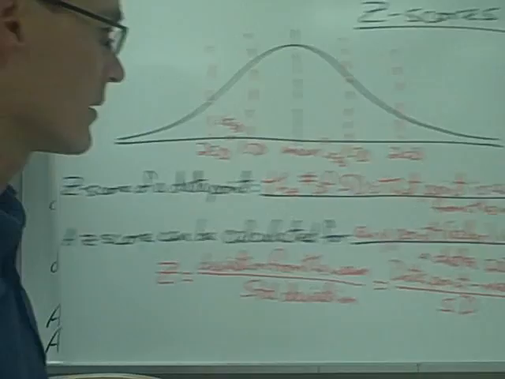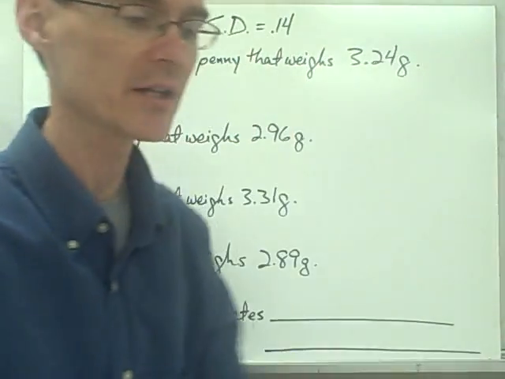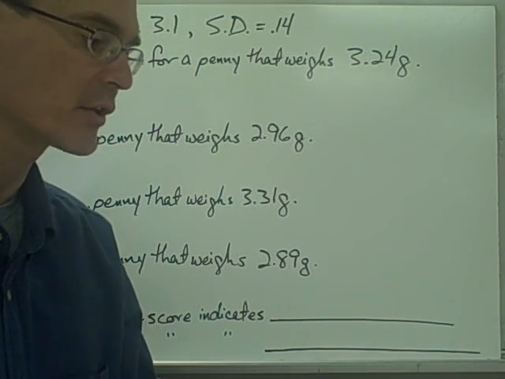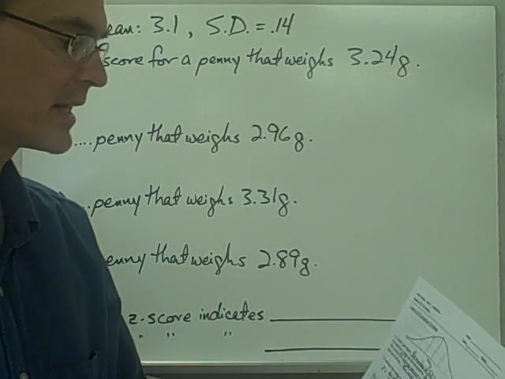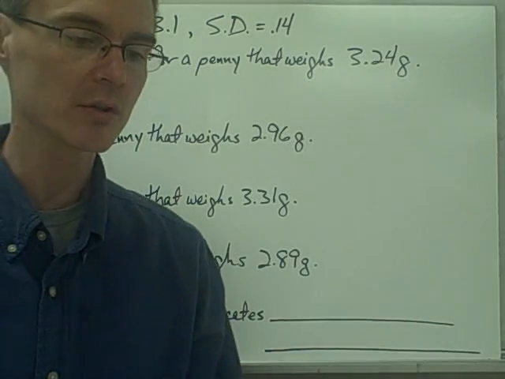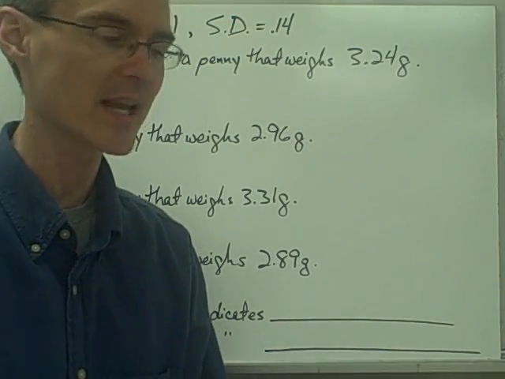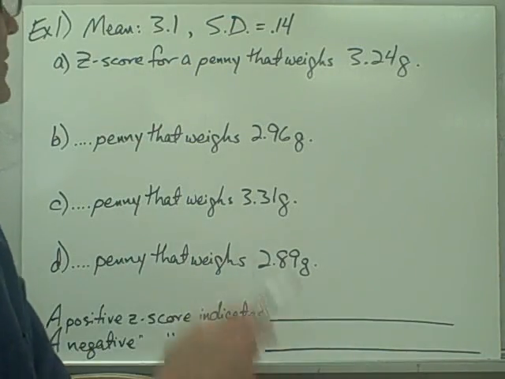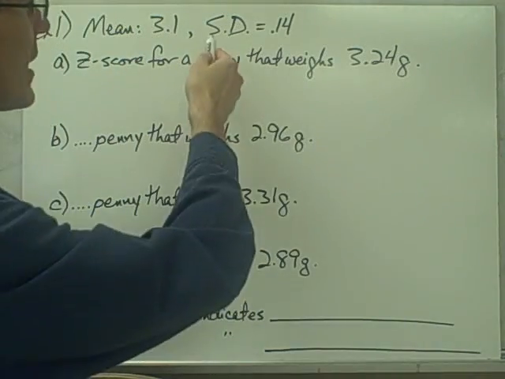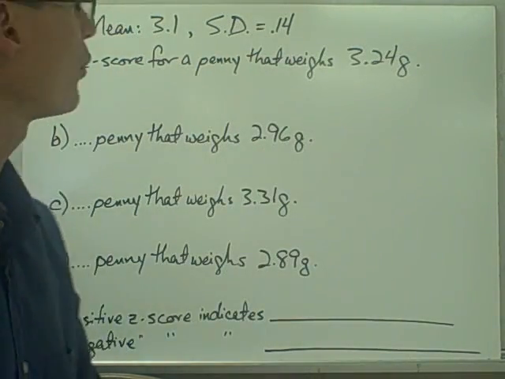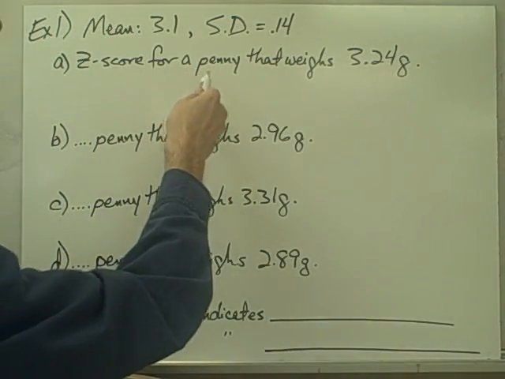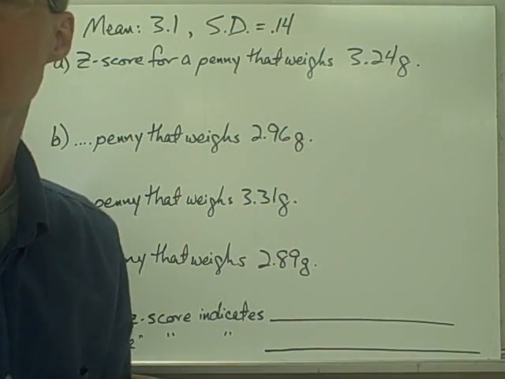So let's take a look at how we would go about calculating some z-scores. Example number 1 says a group of students weighs 500 US pennies. They find that the pennies have normally distributed weights with a mean of 3.1 grams and a standard deviation of 0.14 grams. So this is the same situation that we had in some previous examples. The mean weight is 3.1 grams, and the standard deviation of all of my pennies is 0.14. So what is the z-score for a penny that weighs 3.24 grams?